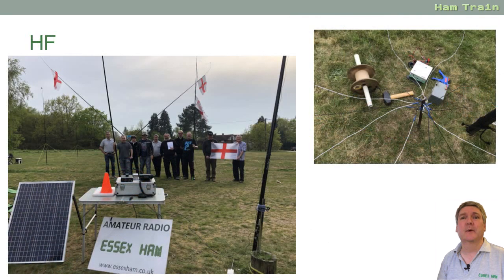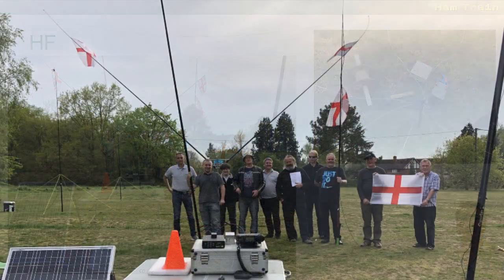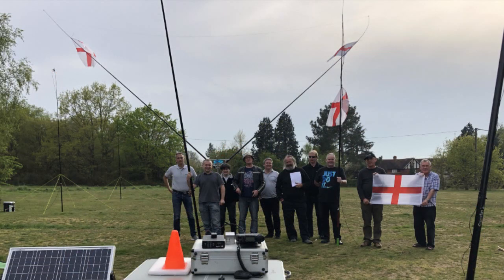As for HF, you've got quite a choice. On the screen now you can see some members of Essex Ham at a field day. Here you can see numerous antennas. In the middle there's a dipole antenna that looks like a V. You can also see a lot of antennas in the background that use fishing rods. This is a cheap and cheerful way of getting wire up into the air.